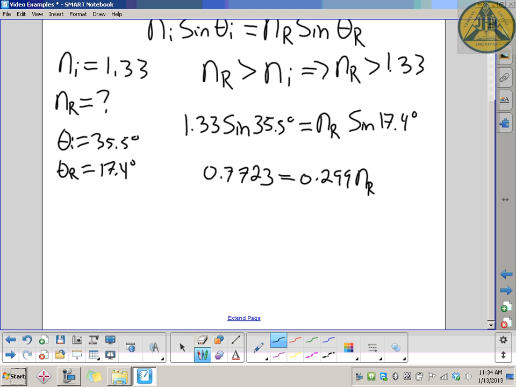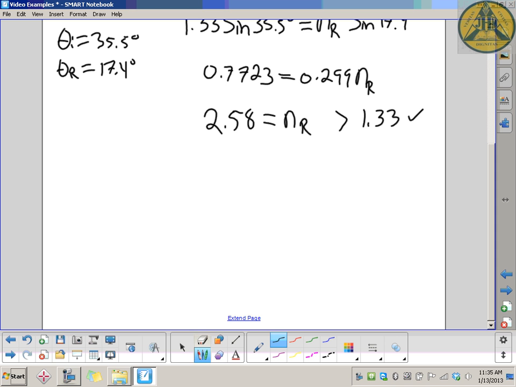All right, almost done. Divide both sides by 0.299. 0.7723 divided by 0.299 equals 2.58. And it's larger than 1.33. Right, bigger than water. So our answer, physics-wise, nature-wise, conceptually, makes sense. Remember, that's not our final question. The final question is, what is the speed of light in this material?